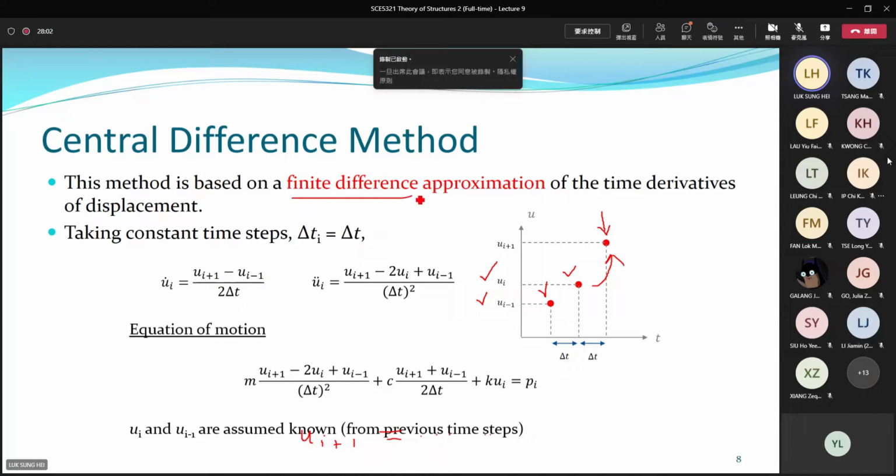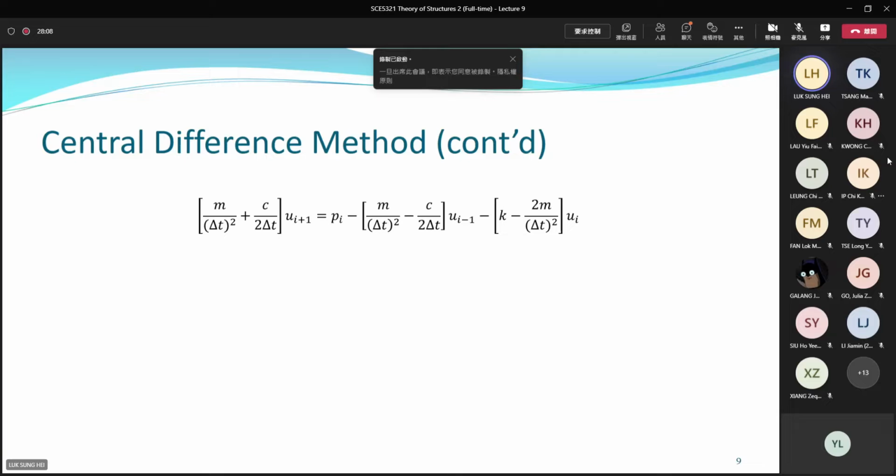And it relies on these finite difference approximations, replacing velocity and acceleration using displacement. After some operations, we can find these equations. We just move u_i+1 to the left-hand side, and move the other items to the right-hand side. That's it. Nothing special was done here. We just slightly rearrange these equations. And then we do some grouping.